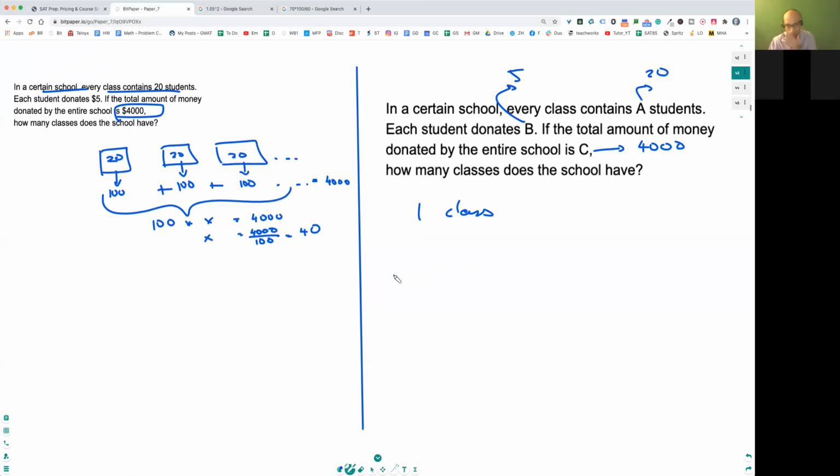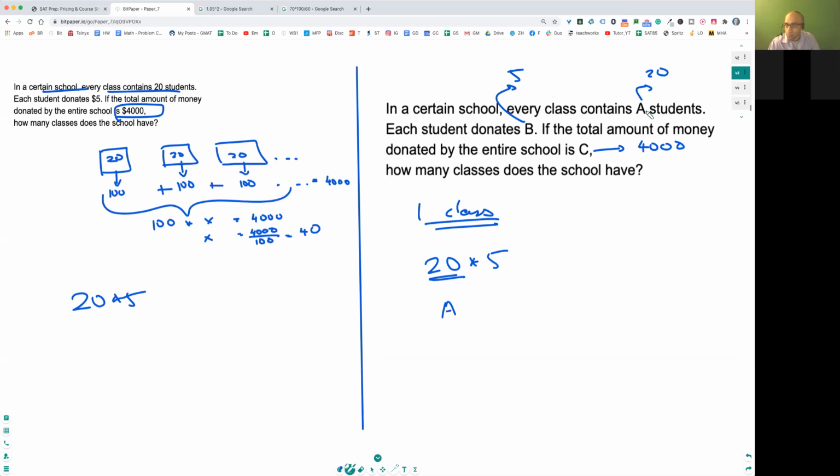how much one class makes, how much one class donates, right? Here, each class donates, remember, 20 times 5. So all you got to do here, you can just put in here 20 and 5 and think, oh yeah, one class is going to donate 20 times 5, right? But now the 20, its new name is A, right?